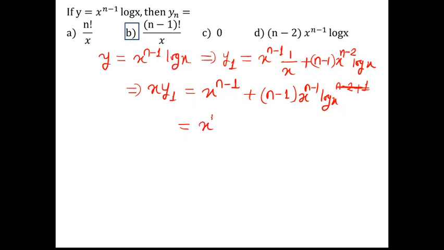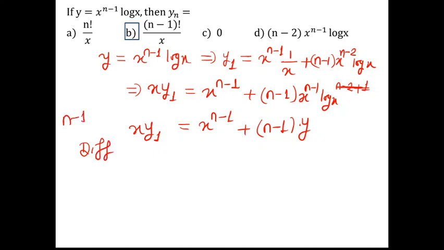So we have x raised to n minus 1 plus n minus 1 into this is y as per the given expression. So what I am getting, xy1 is equal to this. Now, as we want nth differentiation, one time differentiation is already done. So let's differentiate this result. How many times? n minus 1 times, because out of n times, 1 is already utilized. So how much is left is n minus 1.